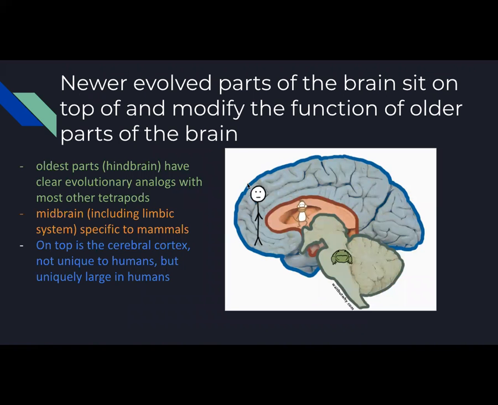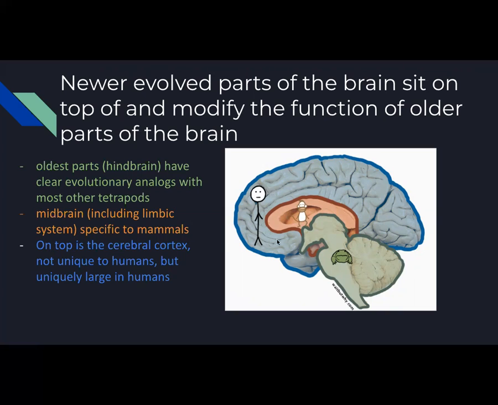And just in general, the brain evolved from the bottom. So we like to think of the bottom part here as the reptilian parts, like the hindbrain, and it has some clear evolutionary analogs with other tetrapods. And then we have the midbrain, which contains the limbic system, which is responsible for emotions. And that's specific to mammals, for example, monkeys and humans.